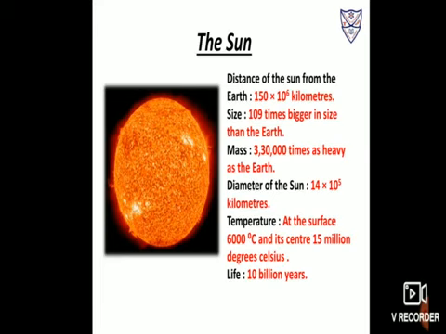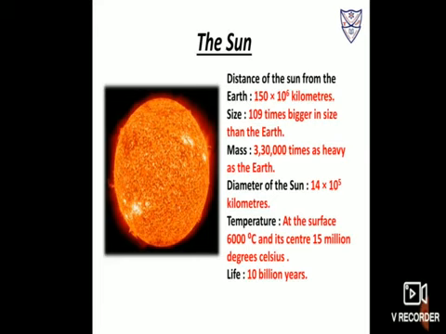Now students, let us discuss the characteristic features of the sun. So first is the distance of the sun from the earth, which is 150 multiplied by 10 to the power 6 kilometers. Second, size. Its size is 109 times bigger than the earth. Talking about its mass, that is weight, it is 3,30,000 times as heavy as the earth.